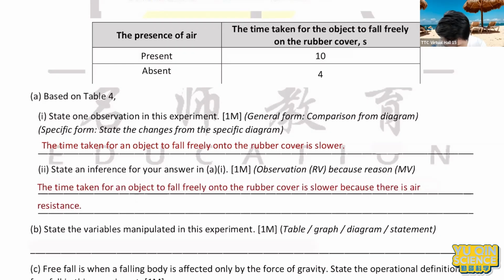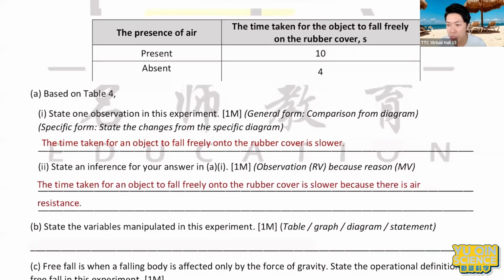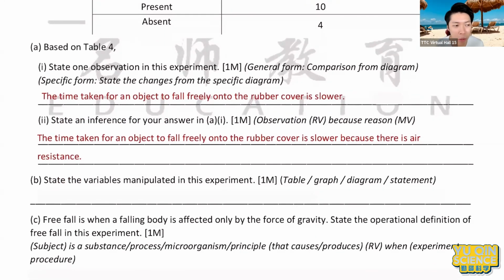Resistance. Correct, ladies and gentlemen. Air resistance. The time taken for the, I copy exactly from the top, is slower because there is air resistance, or because air resistance slows down the fall of the object. Also can. My point here is air resistance.